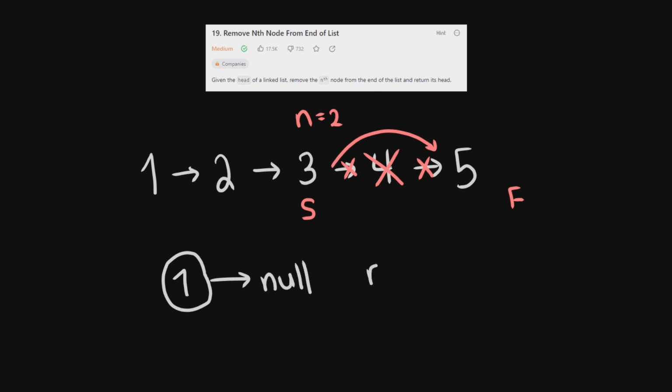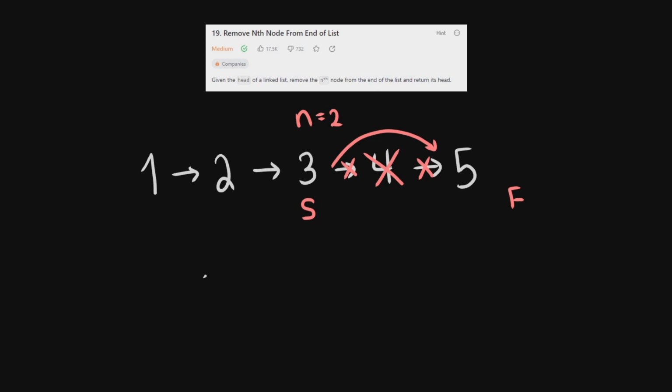Well, then in this case, n has to be equal to 1. So we know that this node is going to be removed. So we can just return none or null here because the linked list will become empty after removing this node.